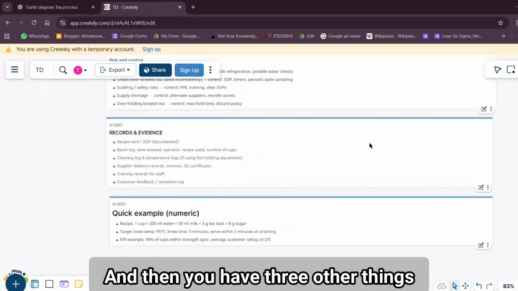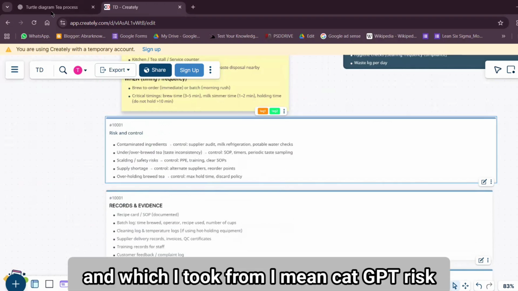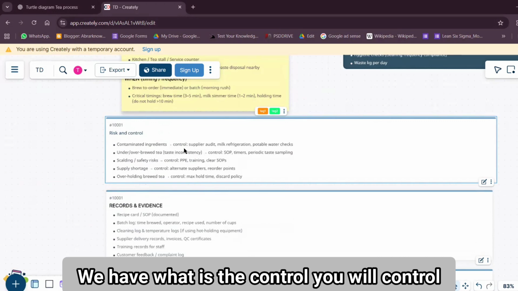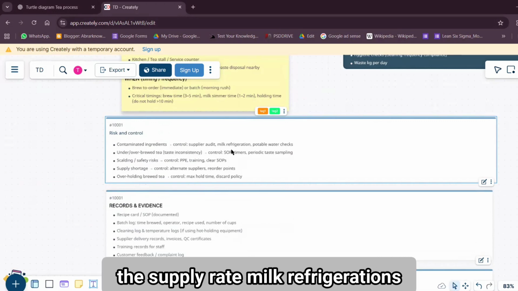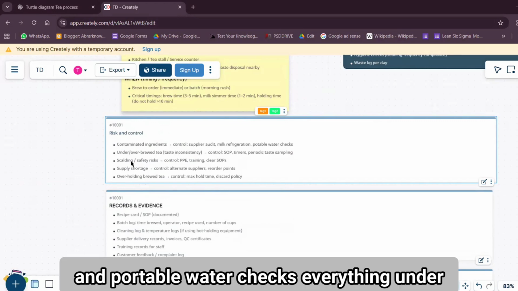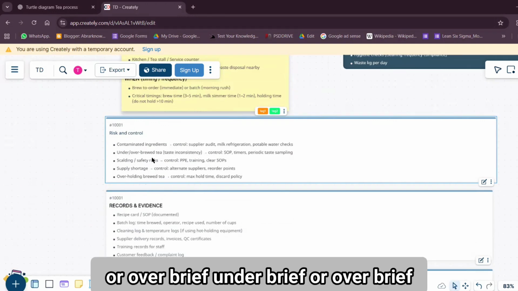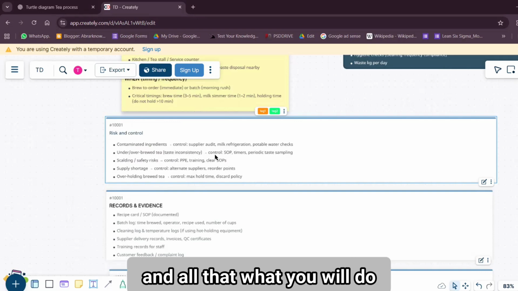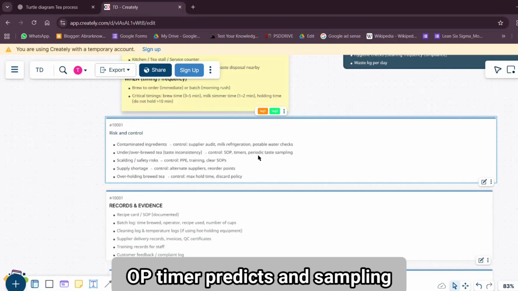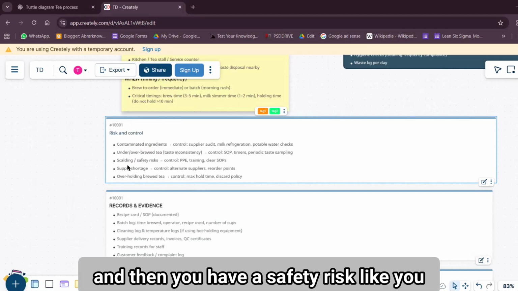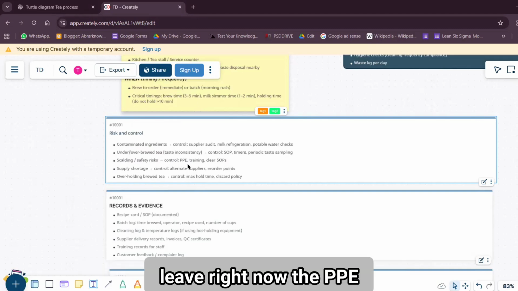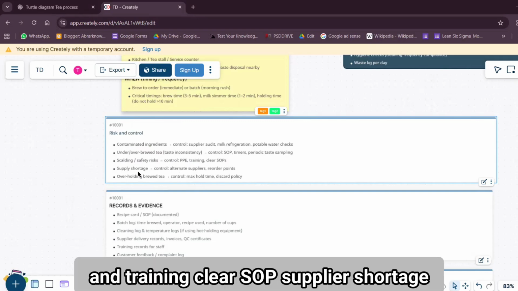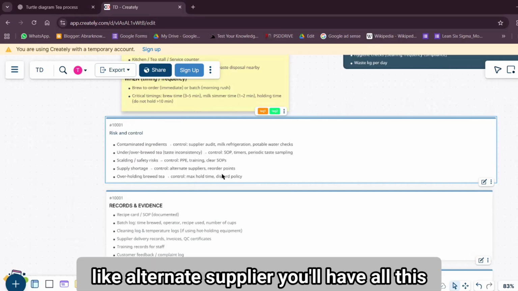And then you have three other things which I really like, and which I took from ChatGPT. Risk and control: contaminated ingredient we have. What is the control? You will control through supplier audit, milk refrigeration, and potable water checks, everything. Under-brewed or over-brewed, you have taste inconsistency and all that. What you will do is control through SOP, timer, prediction, sampling, everything. And then you have a safety risk, where you'll use PPE, right? Personal protective equipment and training, clear SOP. Supplier shortage, where you'll have an alternate supplier.